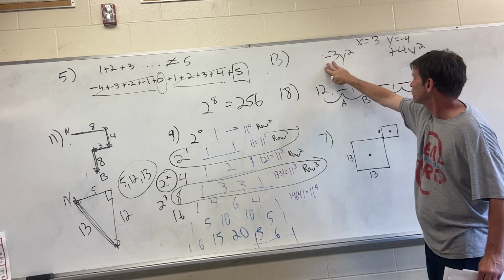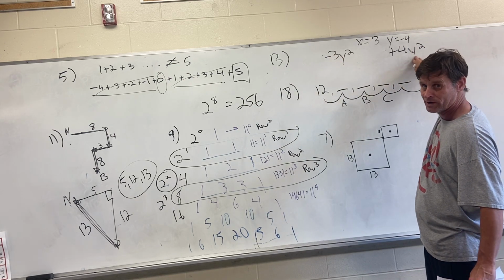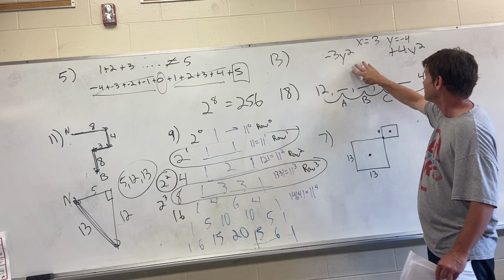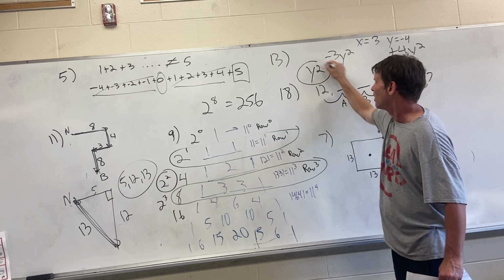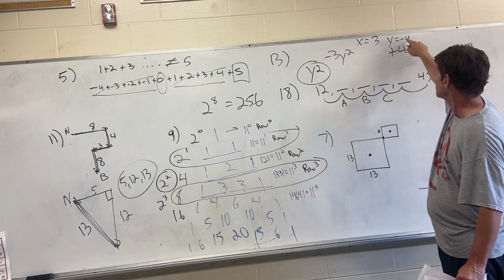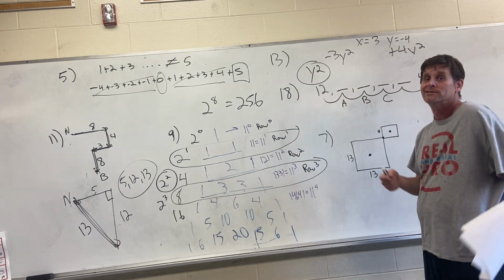I have negative 3y squared and positive 4y squared. So when you put those together, I have 1y squared, or just y squared. So I can literally just take negative 4 and square it.